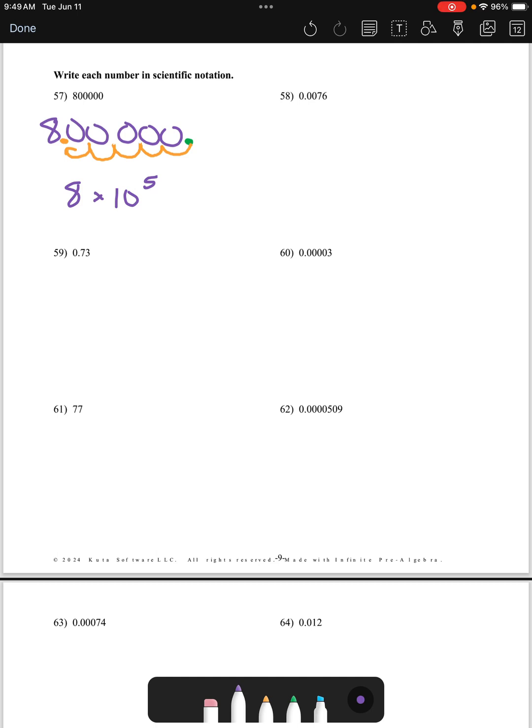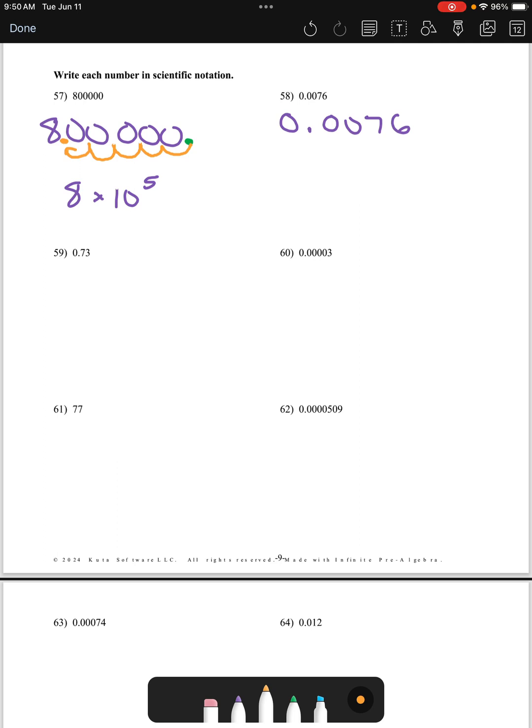The easier way is to look at your original number. If your original number, 800,000, is bigger than 10, your exponent's positive. If your original number is less than 1, as in number 58, your exponent will be negative. So let me show you number 58. Again, I'm going to copy the problem just so that I can write things much more neatly. We see this decimal point. It's right there, clear as day in front of us.